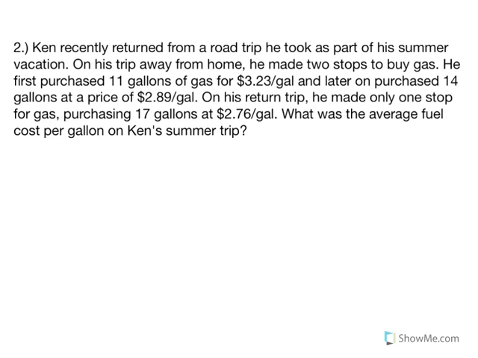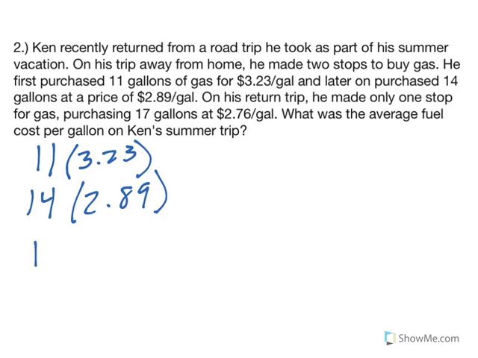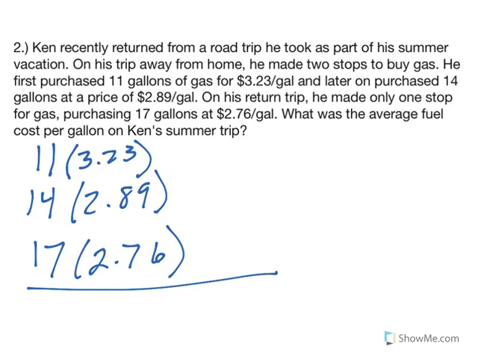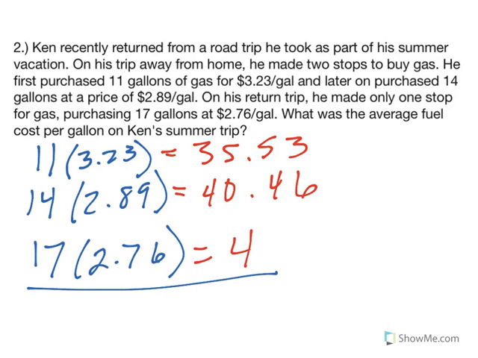Okay, so we're going to do this kind of the same as we did in the first one. Be organized. 11 gallons at $3.23. 14 gallons at $2.89. 17 gallons at $2.76. All right, so now we multiply. When I multiply the 11 times $3.23, I get $35.53. My 14 gallons at $2.89 is $40.46. 17 gallons at $2.76 is $46.92.